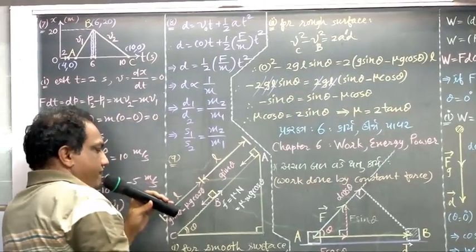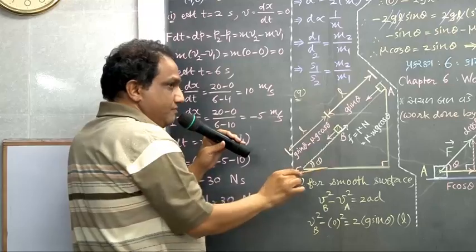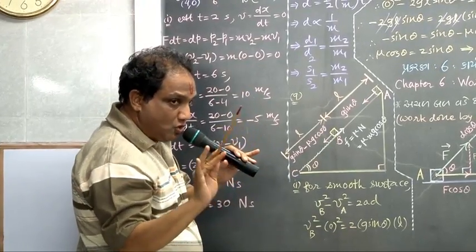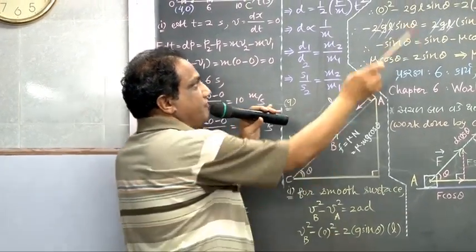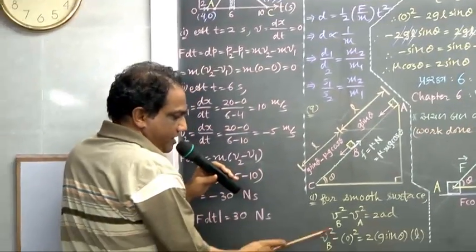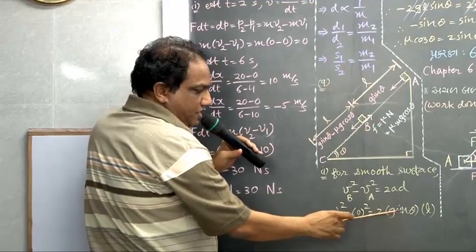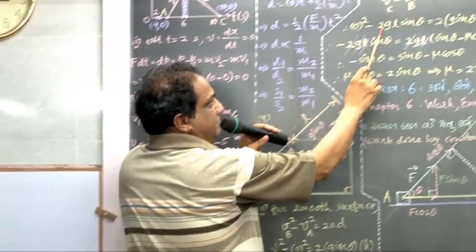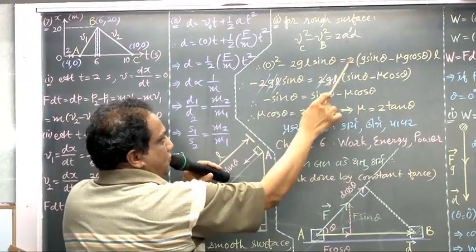When the block comes here at the bottom, it comes to rest. It becomes stationary. So final velocity VC is 0. What about VB square? VB square is 2gL sin theta.